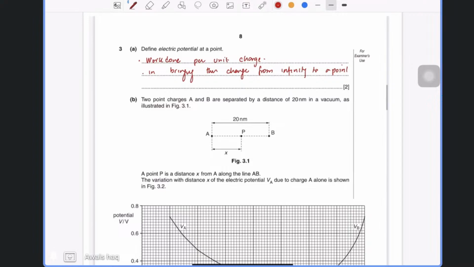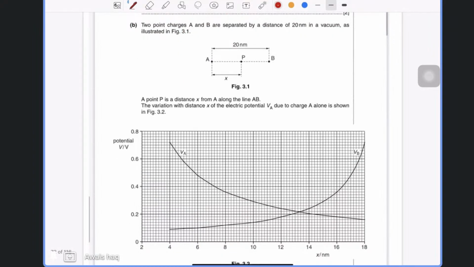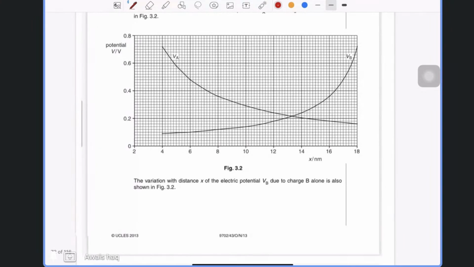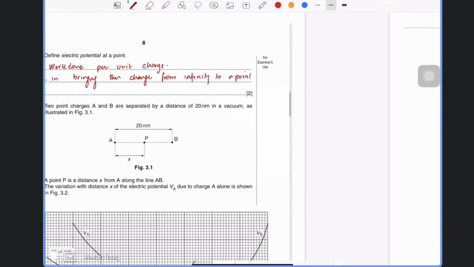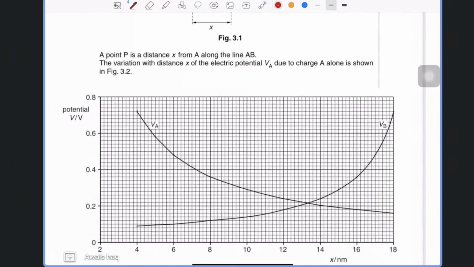And then you see two charges are separated in a vacuum, and they've also shown the potential lines for the potential of A and the potential of B. They say, state and explain whether the charges are of the same or opposite sign. If you look at it, you might understand that for both of them the positive potential decreases, and on the other side the positive potential increases. So it means both are positive charges. Do you guys understand this?